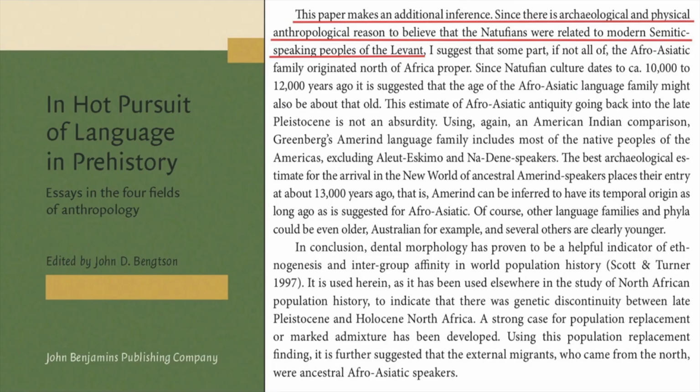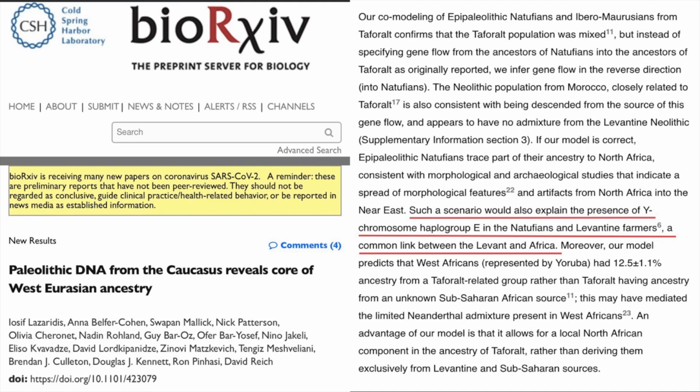This is from In Hot Pursuit of Language and Prehistory, and it reads: this paper makes an additional inference, since there is archaeological and physical anthropological reason to believe that the Natufians were related to modern Semitic-speaking peoples of the Levant. I want to make clear that it's not just me saying that Natufians are the ancestors of Semites. This is coming from PhD scholars within the field of anthropology. And such a scenario would also explain the presence of Y chromosome haplogroup E in the Natufians and Levantine farmers, a common link between the Levant and Africa.